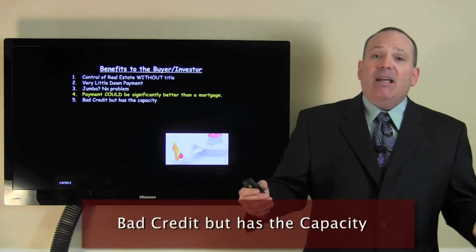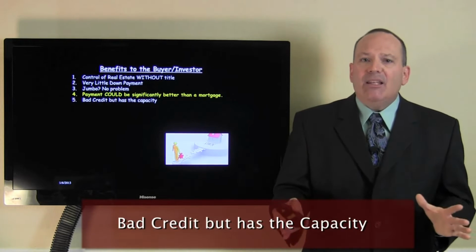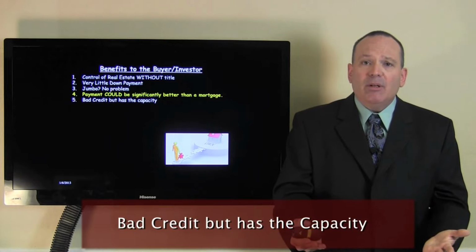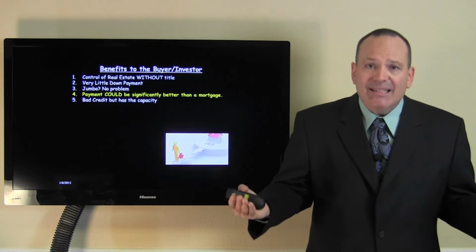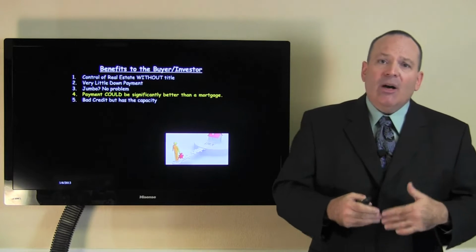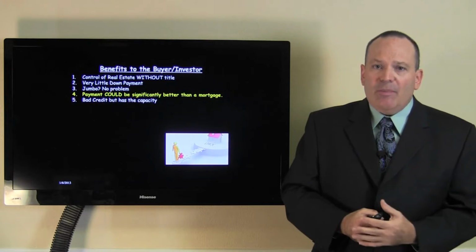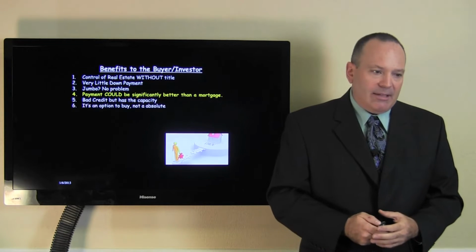Bad credit, but has the capacity. So it doesn't matter what your credit is. Again, we're not trying to take advantage of people. We do need to be responsible. That's what caused this run up in the first place. People buying homes that had no business buying homes because there's no way they could have covered the payment once it adjusted. So understand that you want to make sure your buyers have the capacity to make a payment, but the credit has nothing to do with this process.